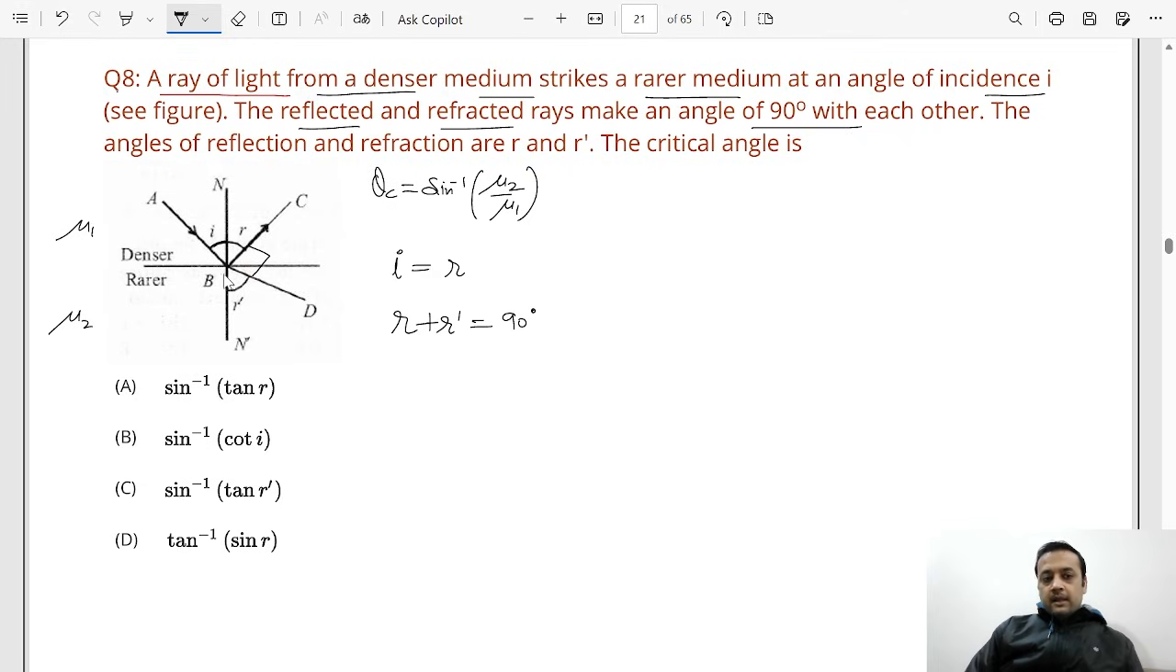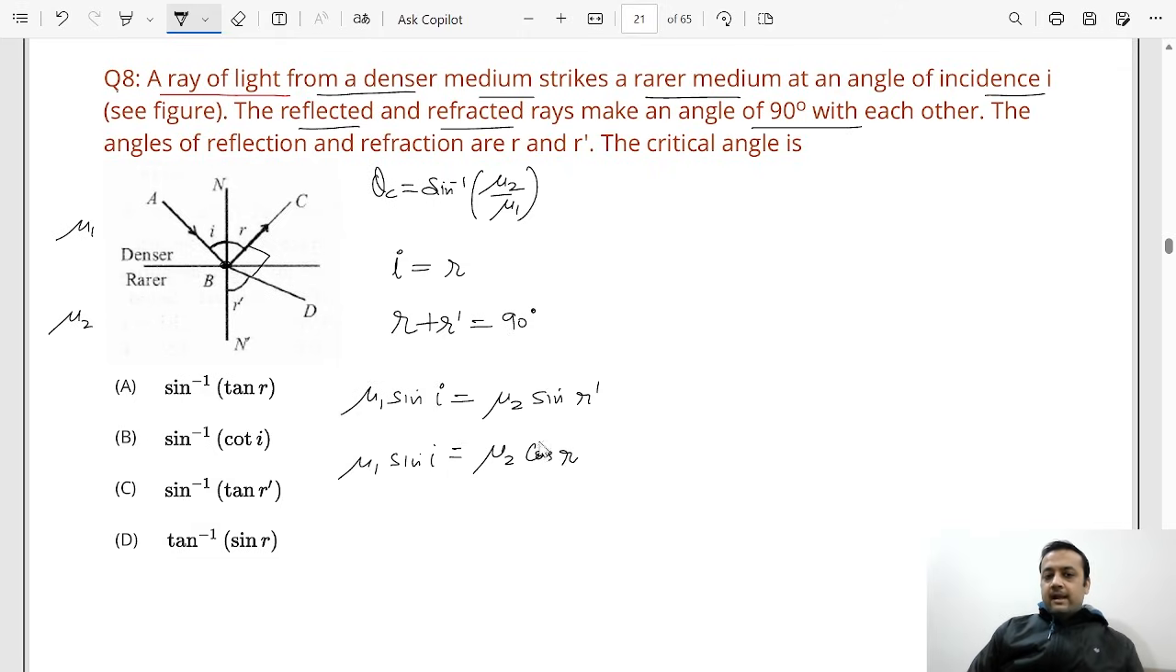All right. Now if I apply Snell's law at the point B for the refracted ray, then you can say that mu1 sine i is equal to mu2 sine r dash. Correct? r dash is 90 minus r. So if you write r dash as 90 minus r, it will become sine of 90 minus r, which is nothing but cos r.